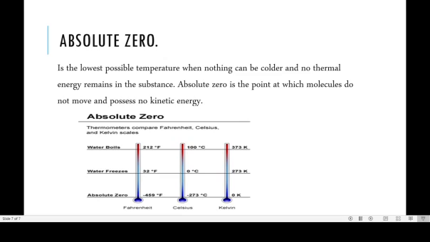And we looked at the values of absolute zero on the three scales. We said on the Fahrenheit scale, absolute zero is -459 degrees Fahrenheit. On Celsius it is -273 degrees Celsius, and on Kelvin it is 0 Kelvin.